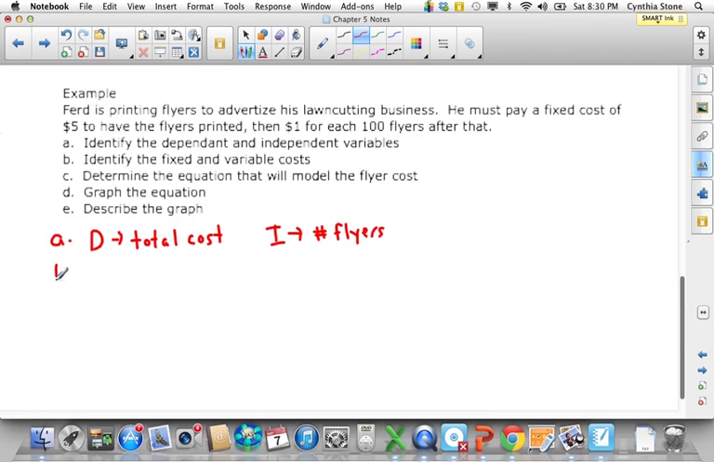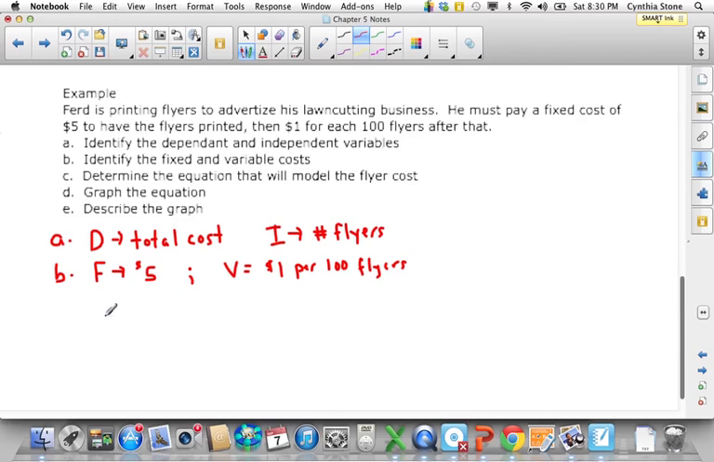Then it says identify fixed and variable cost. Well, fixed is what he pays no matter what. That's going to be, he must pay a fixed, given, $5. Doesn't matter how many flyers he makes, he's got to pay $5. And the variable cost is the $1, $1 per. That's the variable cost.